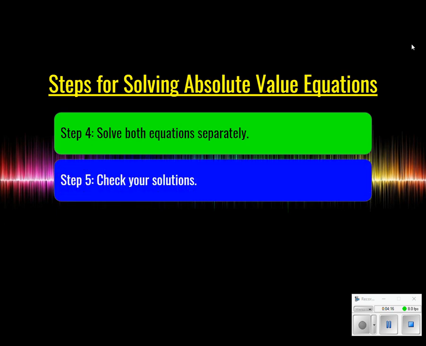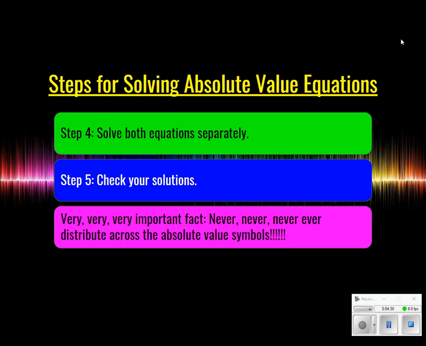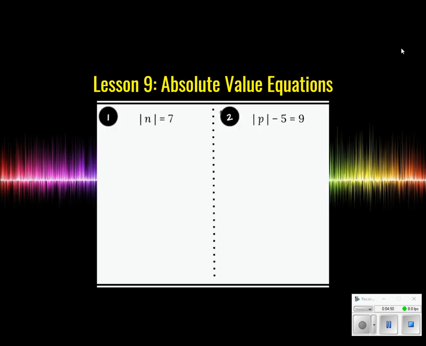Especially early on, I recommend you checking your solutions, but it will allow you to catch some things that need to be thrown out, possibly, or do a no solution kind of idea. And this is very, very, very important. Never, ever distribute across the absolute value symbols. Don't do it. It's bad. It may work sometimes, but it doesn't work all the time. So just don't do it. I'll show you how to do it. All right, so here we go.